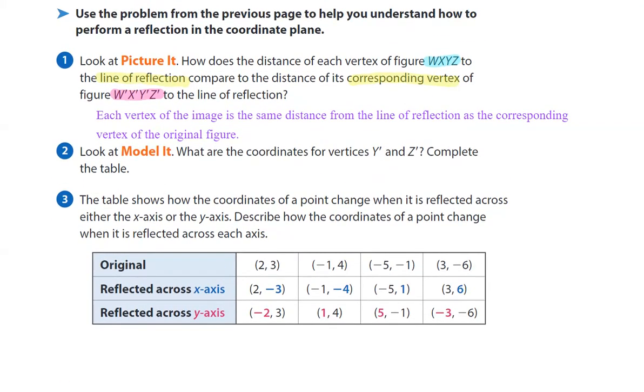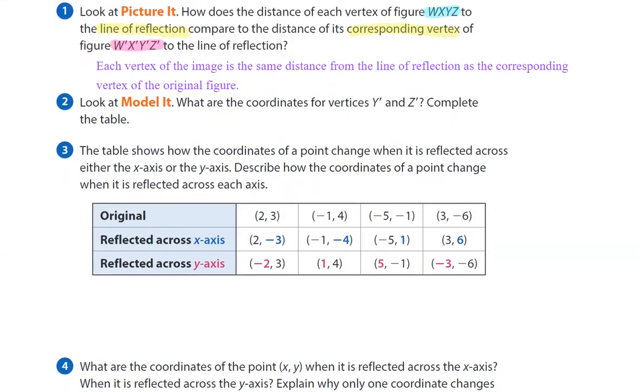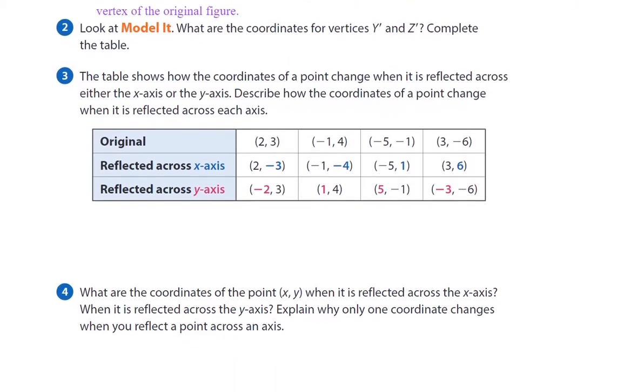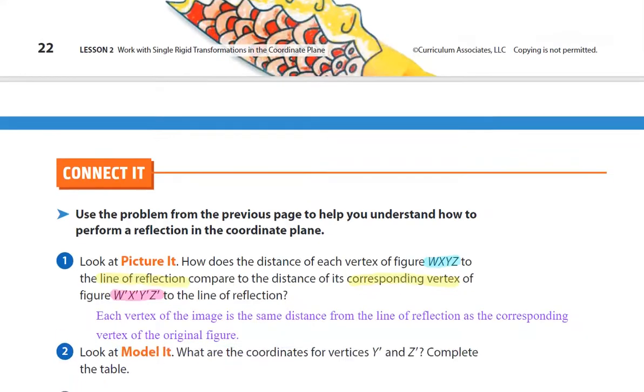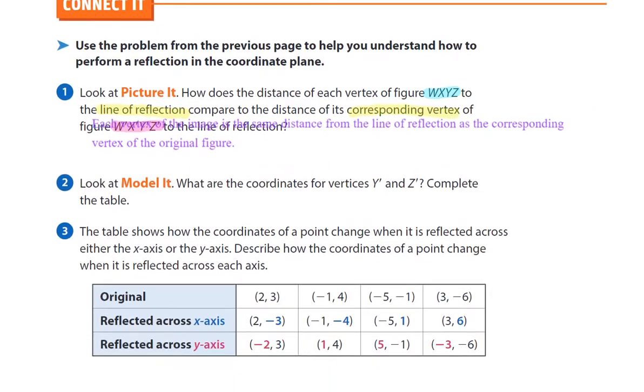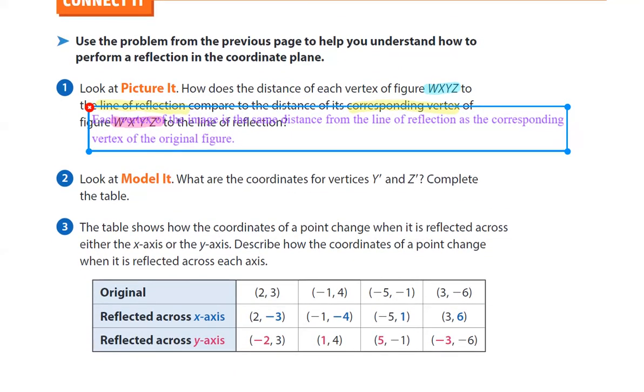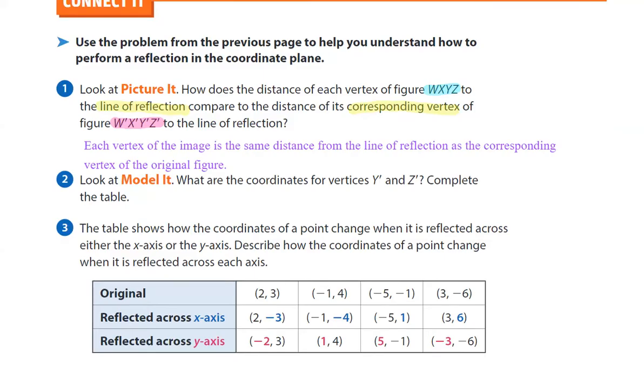Okay, for number 2 it says look at Model It, and what are the coordinates of Y prime and Z prime. Complete that table. We already did that. Goodness sakes, why wouldn't we do that already? Okay, see, we did it right here. These ones. It said go back and do that, but we did it. Let me fix that. That's better.